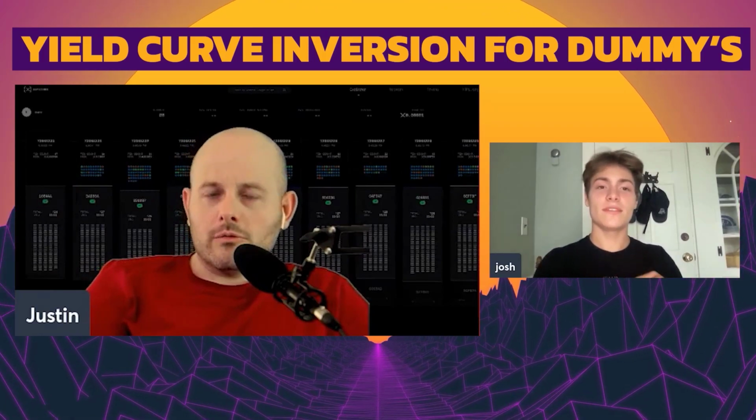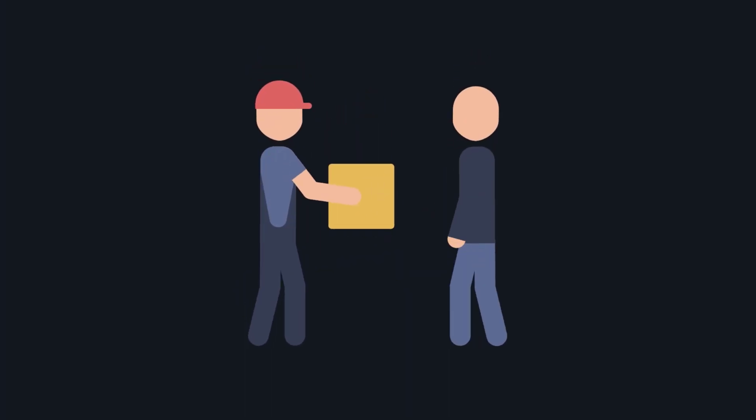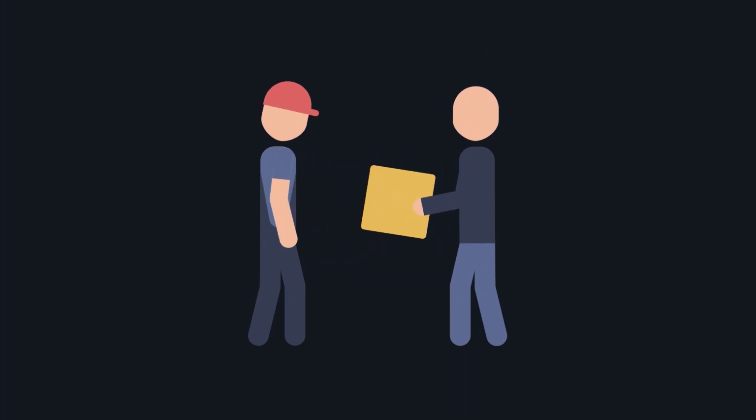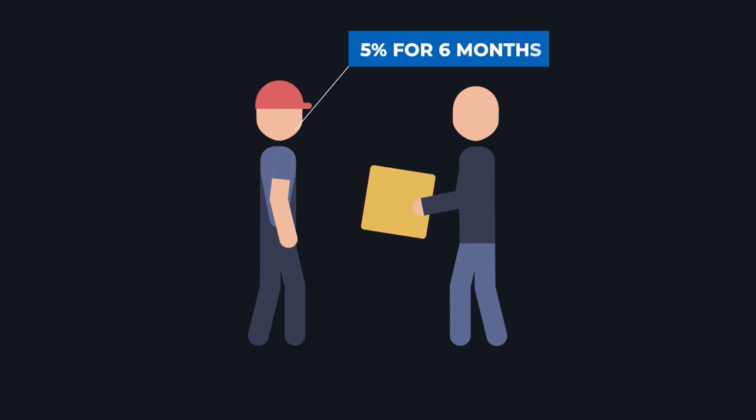So let's make a real world example of this. You've got a friend, and the friend wants to borrow money from you. And you say, okay, listen, I'll be happy to loan you money. But here's the deal. If you only want to borrow money for, let's say, 6 months, I'm going to charge you 5%.